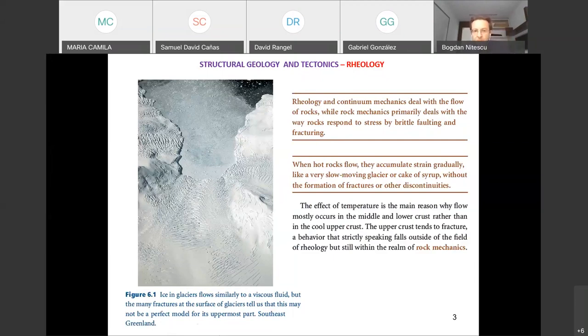You basically impose the same stress, but very fast, and you impose this very fast deformation and it breaks. All right, so that's the idea.